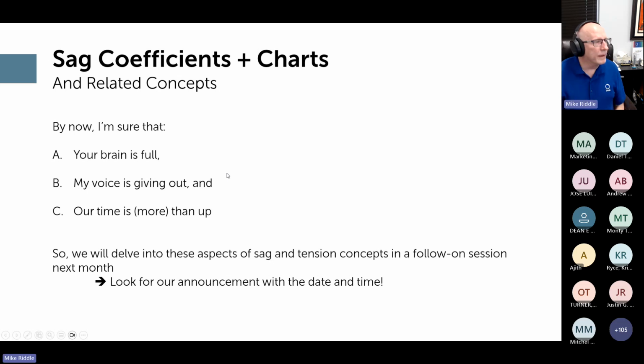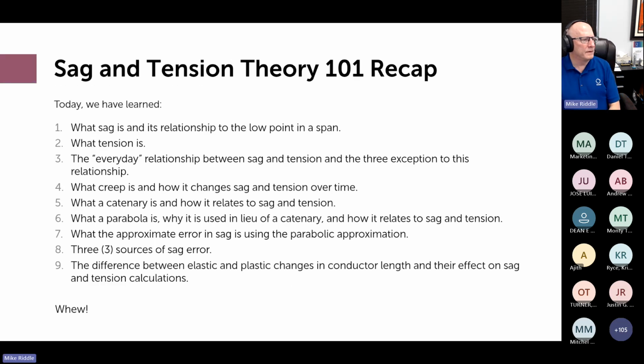Looking at the time, I'm sure that by now your brain is full. My voice, I can tell, is on the edge, and our time is basically up. We're about where we ought to be. So we've done the basics today, and we're going to have to look at more later. Look for an announcement with the date and time. We'll do something in August. And for today, I didn't actually mention that in the follow-on session, we're going to look at sag charts. I thought I said that somewhere.